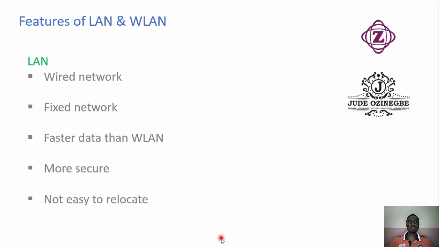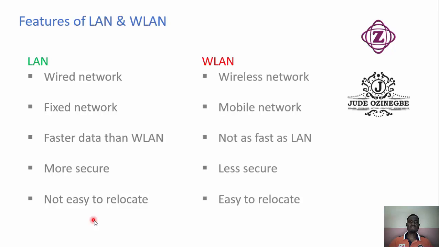So let's quickly look at the features of a LAN and a WLAN. A LAN is a wired network, it is a fixed network, it has faster data than WLAN, it is more secure than WLAN, but it's not so easy to relocate.